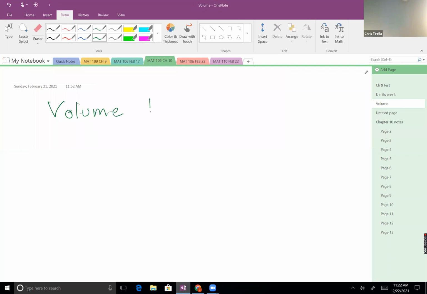Well, if I have 1 cubic inch, it would be like a little block, a little cube, that's 1 inch on each side. So it'd be 1 inch by 1 inch by 1 inch. And you need to remember that volume is length times width times height.